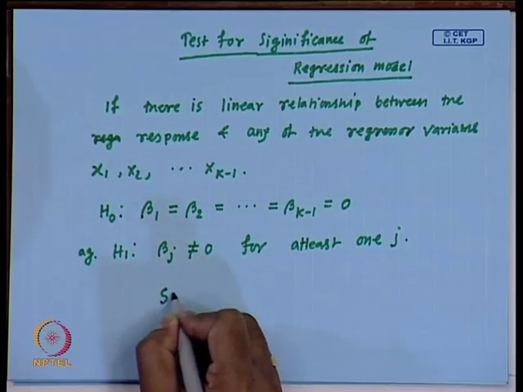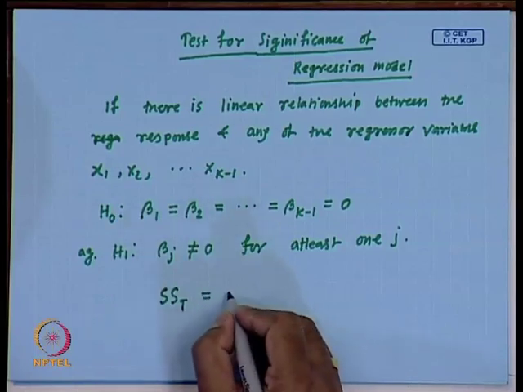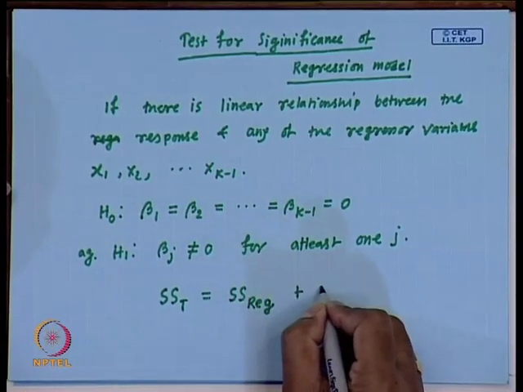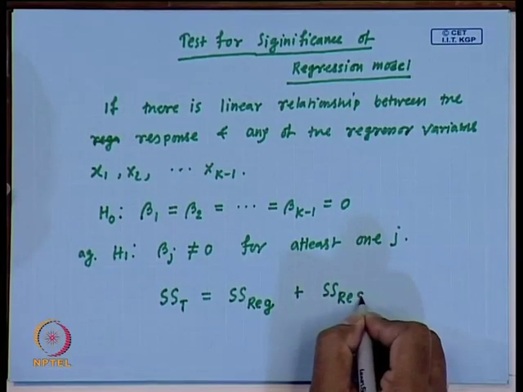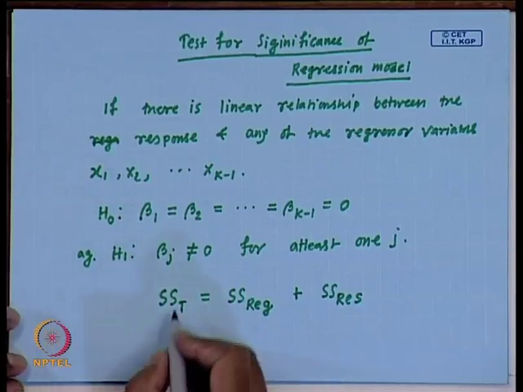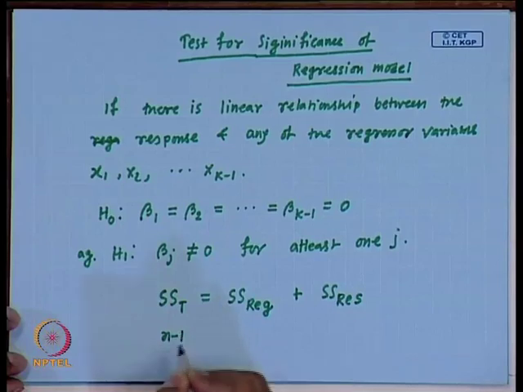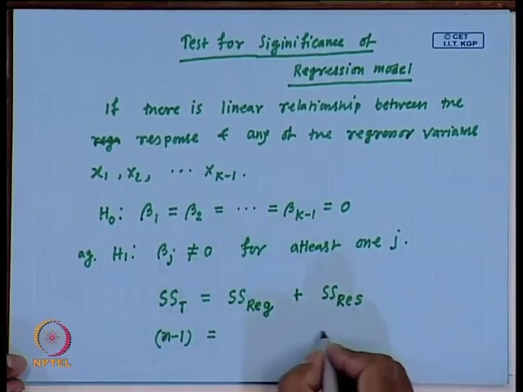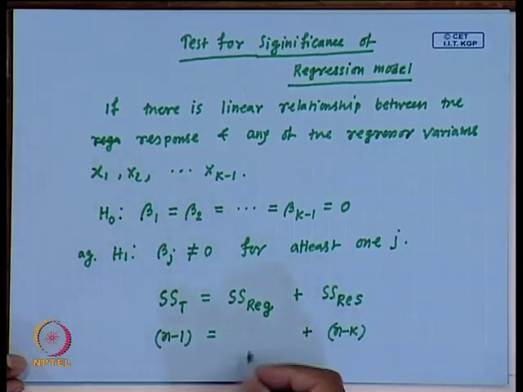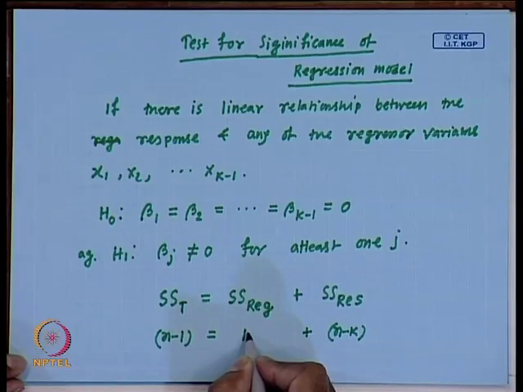To test this hypothesis, we will be taking the ANOVA approach. We know that the total sum of squares SST is equal to SS regression plus SS residual. We also know that SST has degrees of freedom n minus 1, SS residual has degrees of freedom n minus k, and SS regression has degrees of freedom k minus 1.